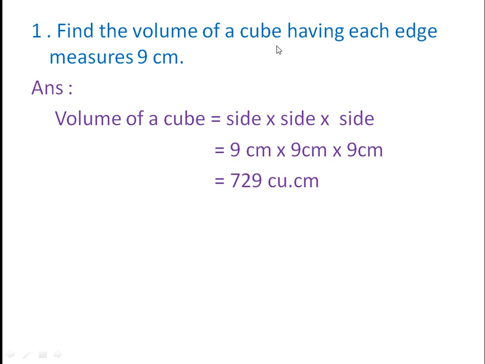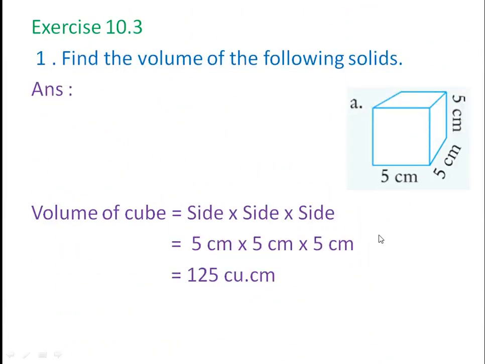Okay, go to the example. Find the volume of a cube having each edge measuring 9 centimeters. Write down the statements like this. First, write down the volume of the cube formula: side multiplied by side multiplied by side. And write down the side value here, 9 centimeters. Nine nines are 81, and 81 nines are 729 cubic centimeters. That is the answer for the volume of the cube. Like this, we should calculate the volume of the cube problems. Next one, exercise 10.3.